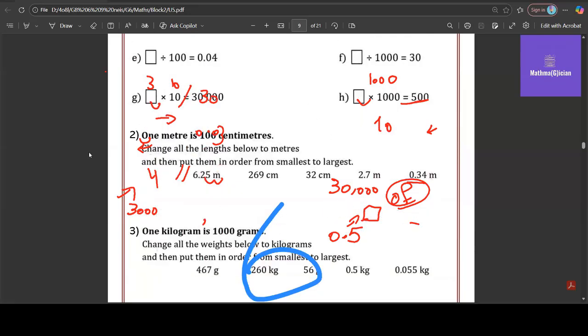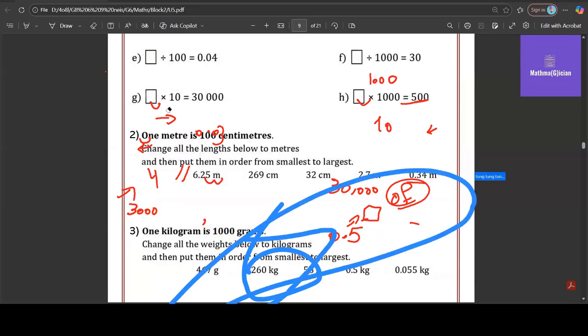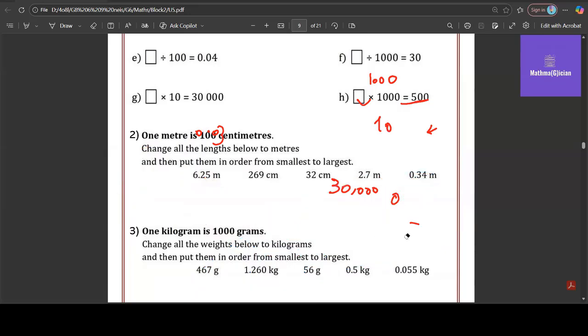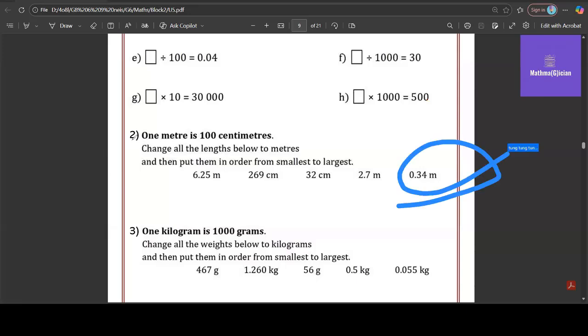In question number two, I believe you can solve it by yourself. What do you think? Leave me one minute. Okay, I'll give you 2 minutes to think about it. Just make sure to check that 1 meter is 100 centimeters, which means when you want to convert from meters to centimeters, you will always have to multiply by 100.